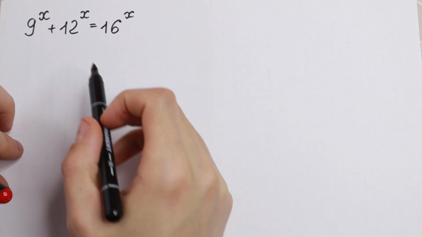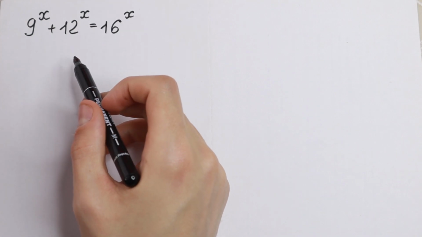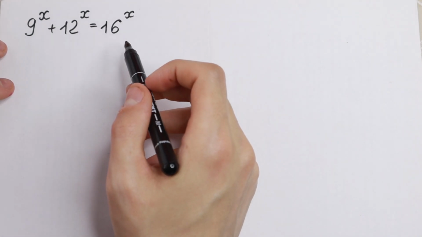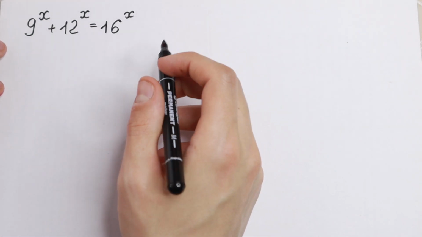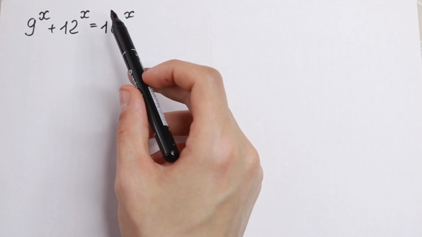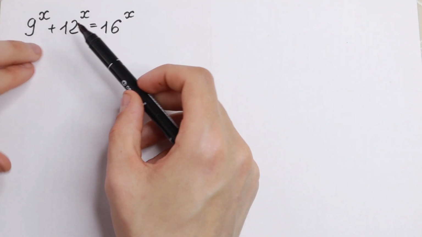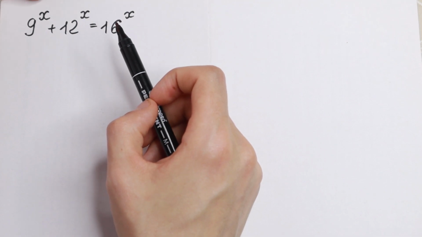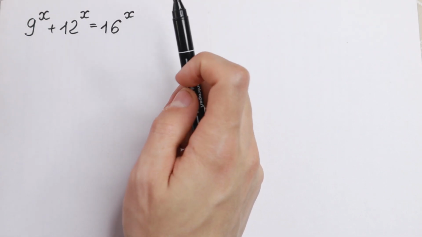Today we have an interesting exponential equation. We have 9 to the power x plus 12 to the power x equal to 16 to the power x. And how can we solve this equation? This is a hard exponential equation because we have all different bases. In every term we have an exponent, so it's hard to solve it.